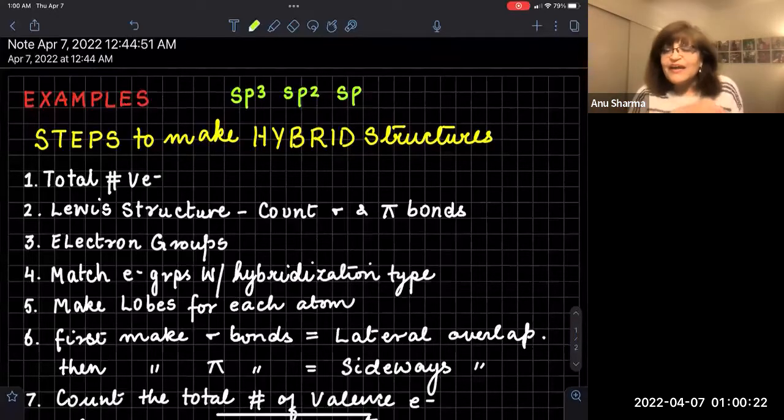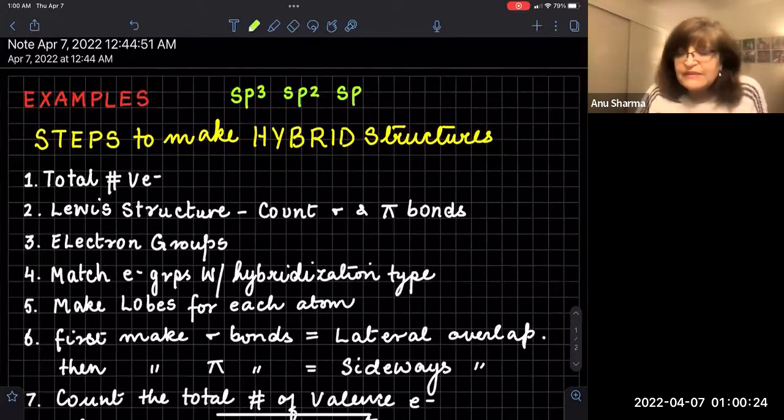Hi, guys. Okay, so let's look at some of the examples that relate to the hybridizations of sp3, sp2, and sp, and how to draw those structures. In the previous video, we covered the introduction, so I just want to quickly review it here in the steps to make the hybrid structures.